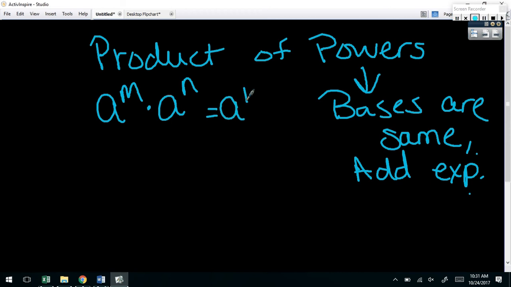Is this week going to be harder or easier than the first? Why is that not 2a? Because 2a would be a plus a. Those have an exponent of 1, and you add the coefficients. These we're talking about exponents, and we're multiplying, okay? So when we multiply, we add exponents.